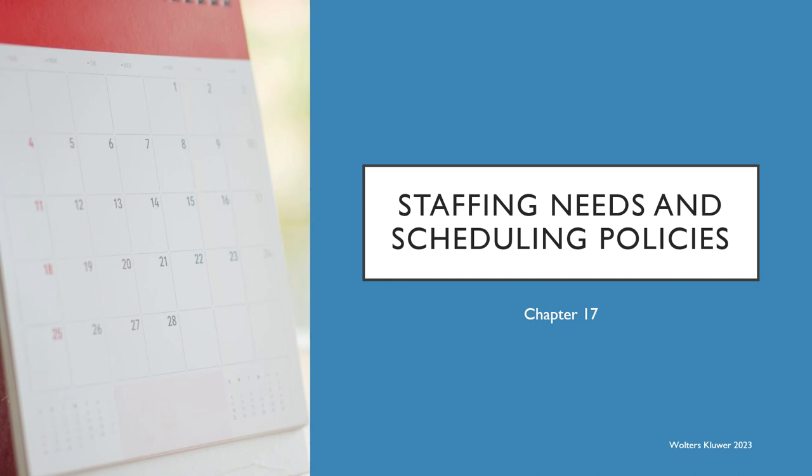So we've talked about the selection and hiring process, how to develop and socialize staff, and the next step for managers to make sure that adequate numbers and appropriate mix of personnel are available to meet the unit needs and organizational goals. So chapter 17 is going to talk about staffing needs and scheduling policies. We're going to look at different methods for determining staffing needs, communicating staffing plans, and developing and communicating schedule policies. So let's get started here.